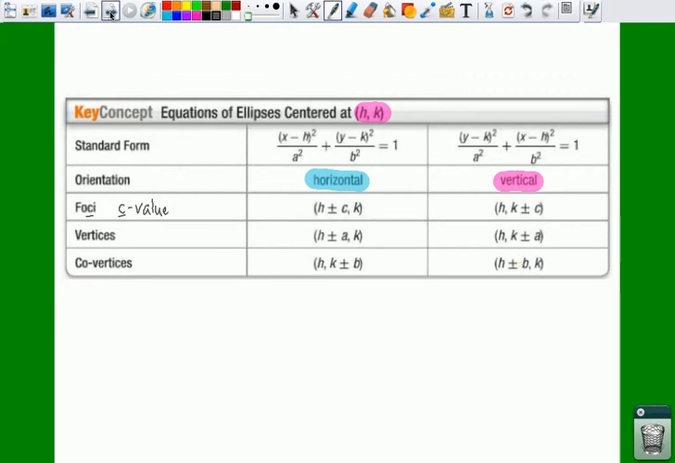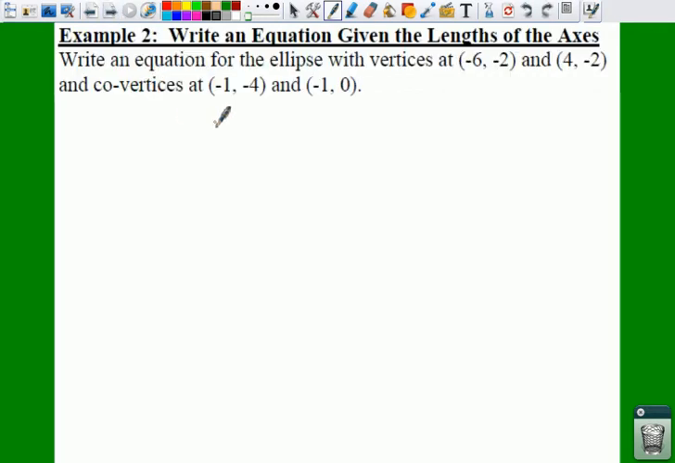So if we want to write an equation for an ellipse with vertices at (-6, -2) and (4, -2), and co-vertices at (-1, -4) and (-1, 0), we need to first figure out which form we're going to use. Are we going to use (x minus h) squared over a squared plus (y minus k) squared over b squared equals 1, or are we going to use the one where your (y minus k) squared is all over your a squared?